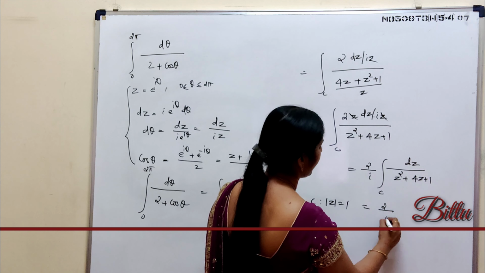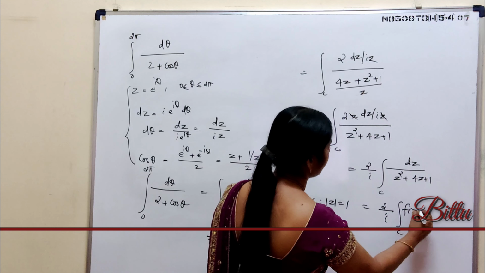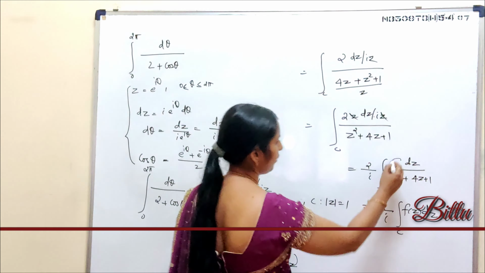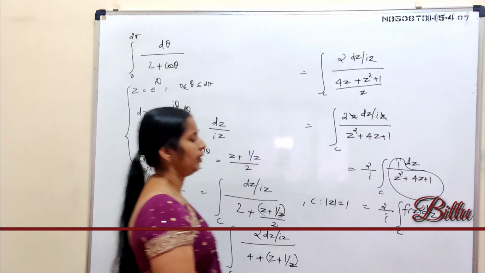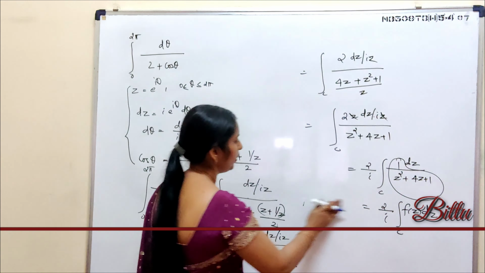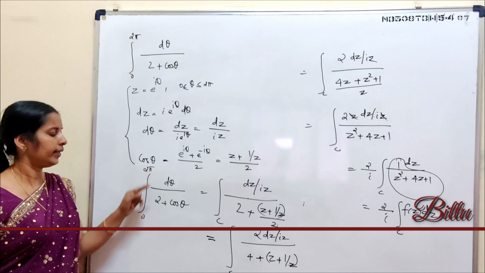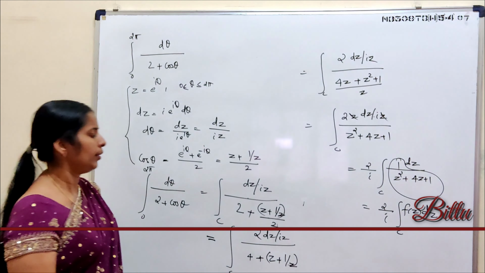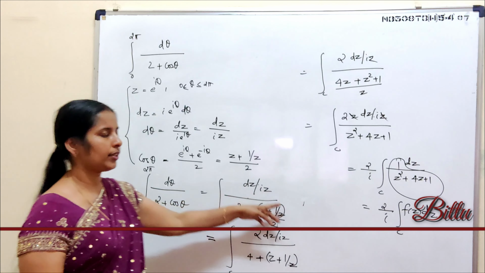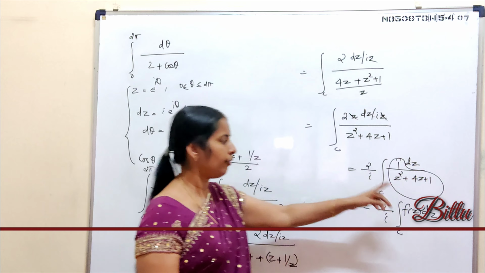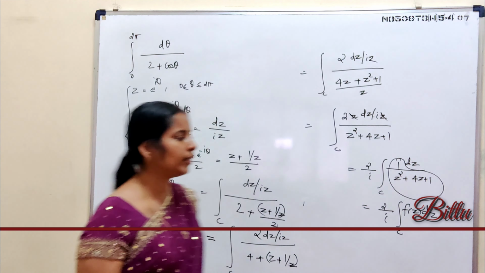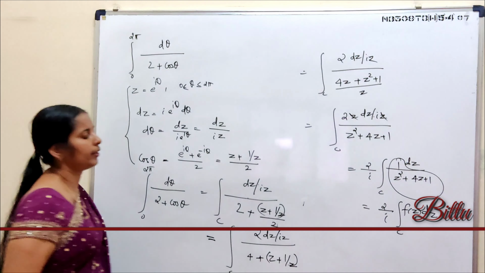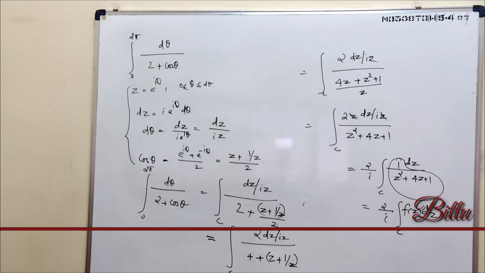It is in the form 2 by i integral over c f z dz. Where f z is, what is f z? F z is this function. See now, this integral 0 to 2 pi d theta by 2 plus cos theta reduced to 2 by i integral over c f z dz. You can make all the simplifications in your own way. Finally, we will get f z as 1 by z square plus 4z plus 1. I am comfortable while taking the lowest denominator LCM, then next lowest denominator LCM, that's all.